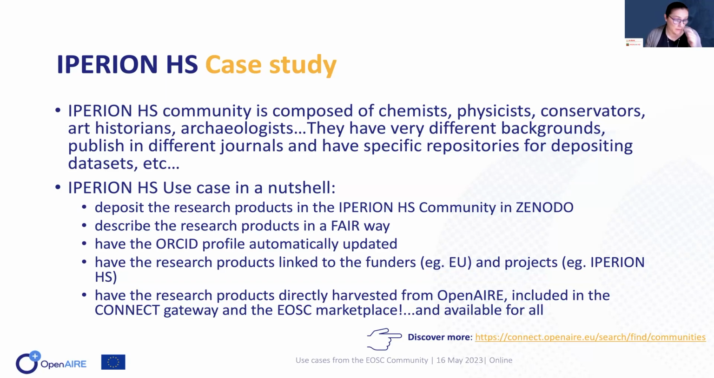Another advantage for the researcher is to maintain the ORCID profile automatically updated, because you can add the publication in the Connect gateway directly to your ORCID profile. And as I said, you can link the research product directly to the funders and to the projects. And you can also link, if you publish a scientific article with acknowledgements of different projects, you can link to all of them. And another advantage is that we have the research product directly harvested from OpenAIRE, so included in the Connect Gateway and the EOSC Marketplace. And then all the documentation, all the research products are available for all.